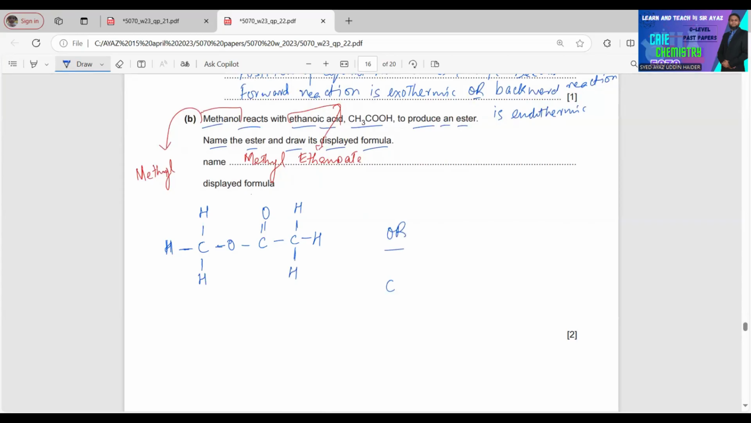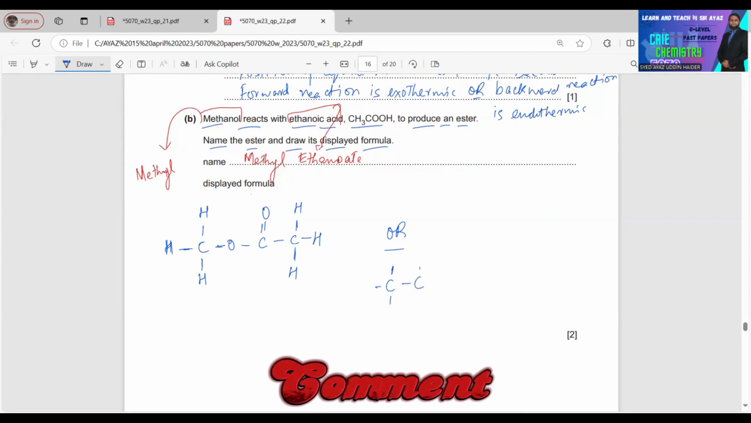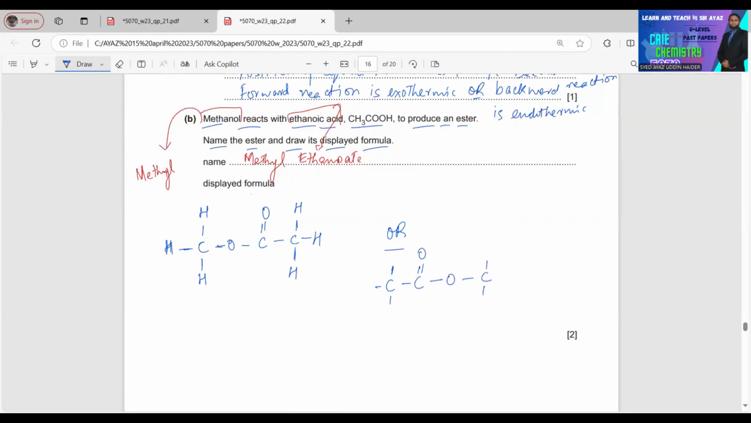The other way you can draw is by starting with the ethanoate ion. In this case, I will start with the last methyl group of ethanoate, C double bond O, O, then the last one methyl group. Both are correct.